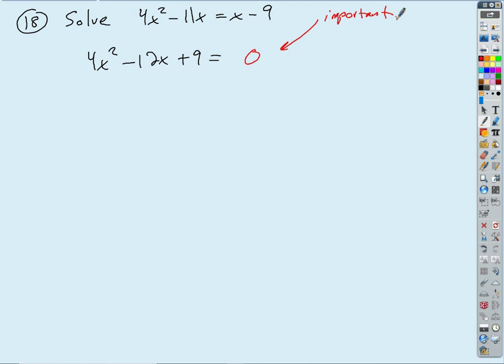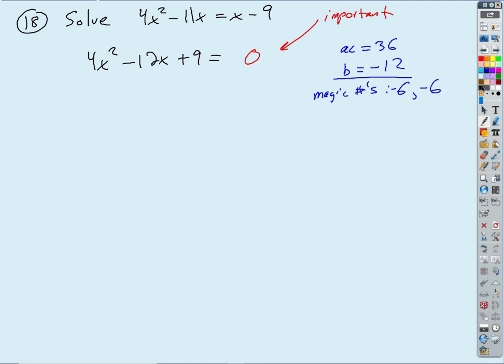So we've got to get magic numbers. What's A and what's C? 4 and 9, so A times C equals 36. What's B? Negative 12. So what are my magic numbers? What two numbers multiply to 36 and add to negative 12? Negative 6 and negative 6.